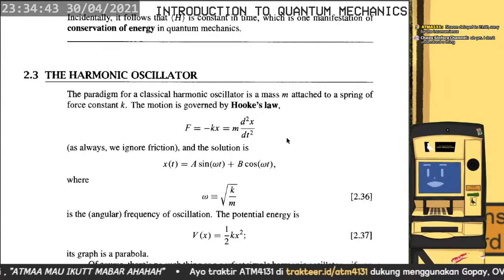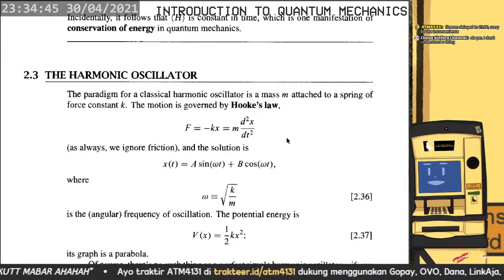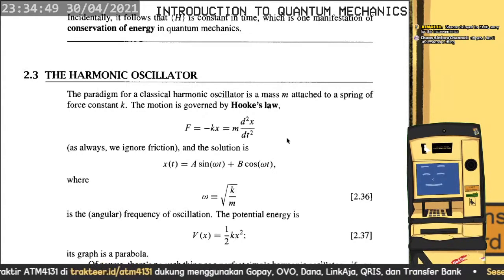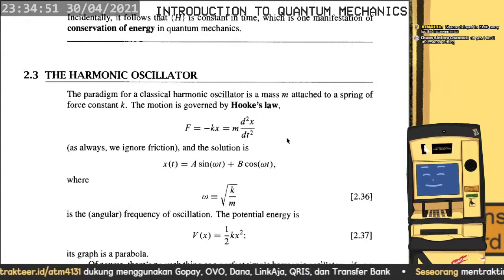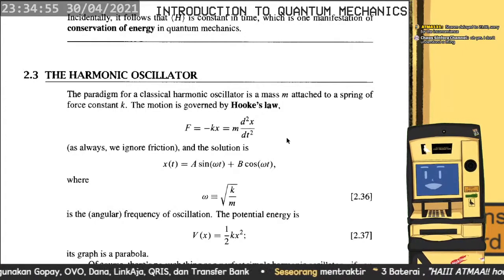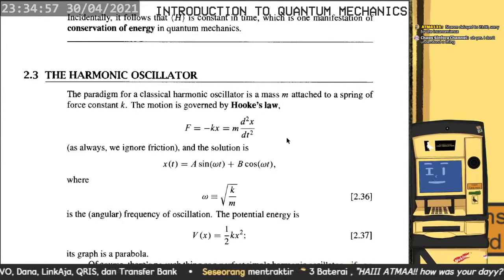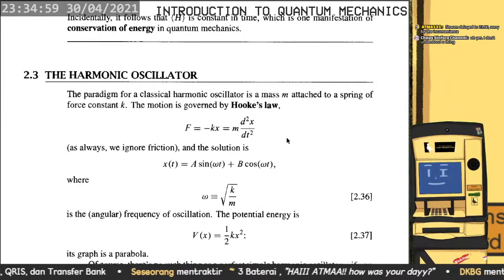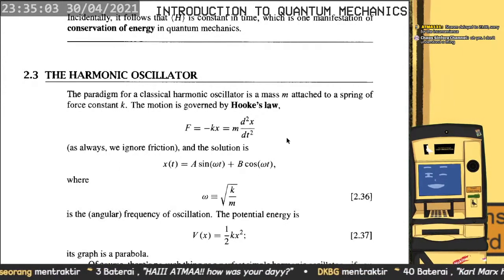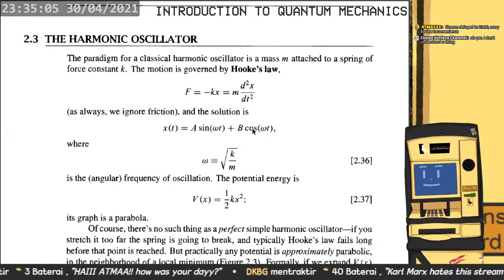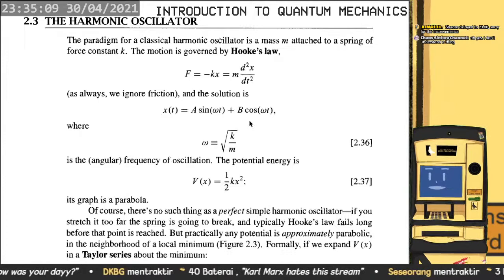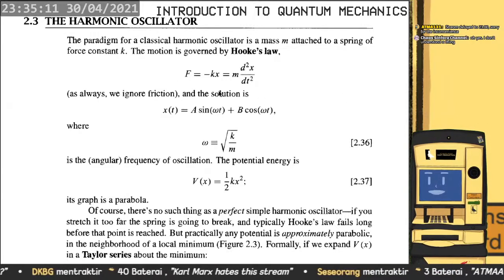Shall we continue then? Okay, 2.3, the harmonic oscillator. The paradigm for a classical harmonic oscillator is a mass m attached to a spring of force constant k. The motion is governed by Hooke's law. This is the spring equation, Hooke's law.